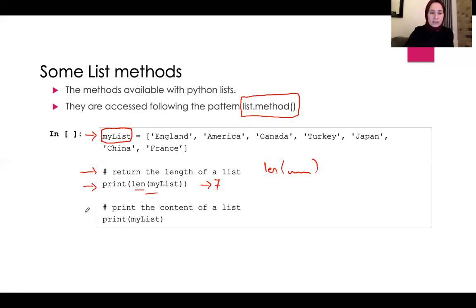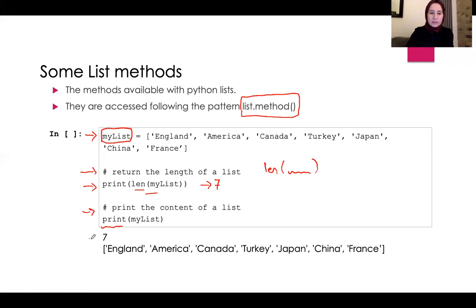And we already covered this, and we already know how to print the content of a list. We basically use a print statement to print the content of a list. When you run this piece of code, the first one will bring you the 7, as 7 is the number of the elements in your list, and the second print function will return us the entire list, the content of a list.